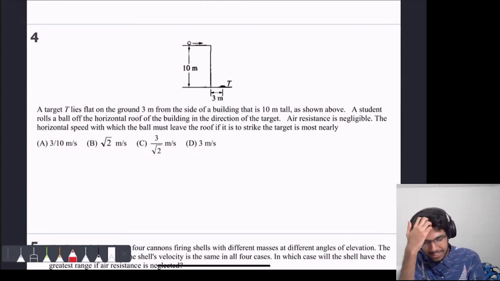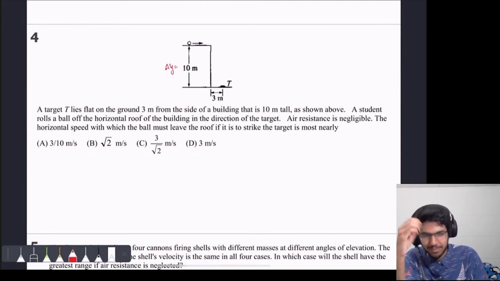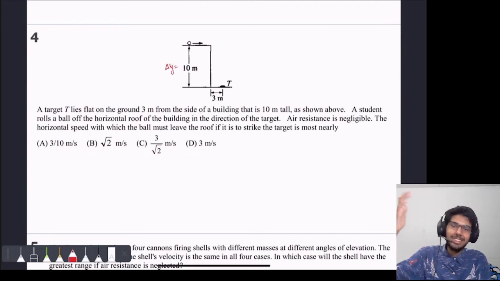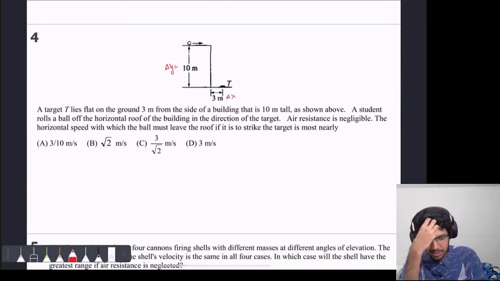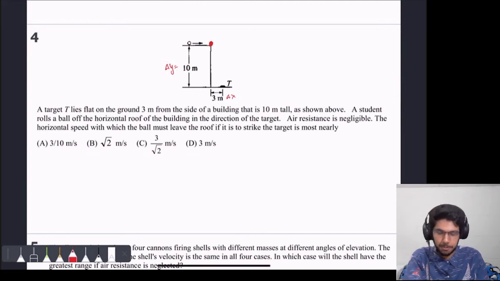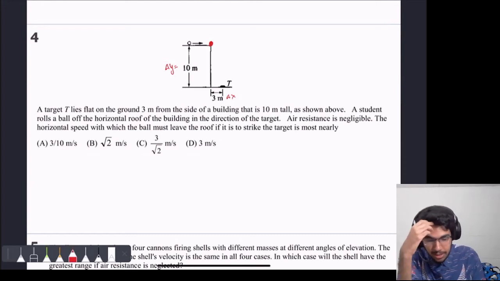So, we have a nice little diagram, right? So this 10 meters is delta y, right? That's the change in the height of the ball. This 3 meters is delta x, right? Because we're looking at when the ball just leaves the roof. What can we say about the velocity when the ball just leaves the roof? It only has an x component.